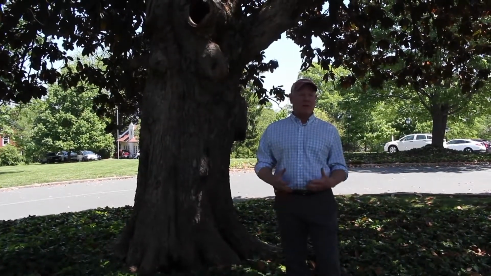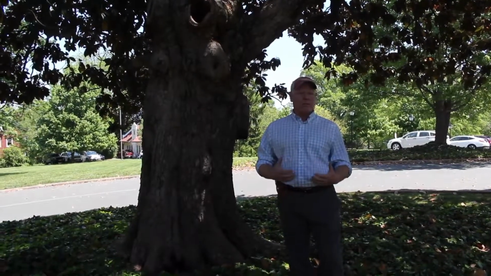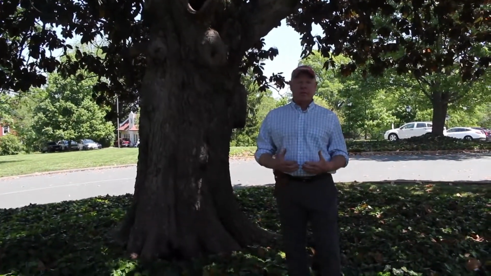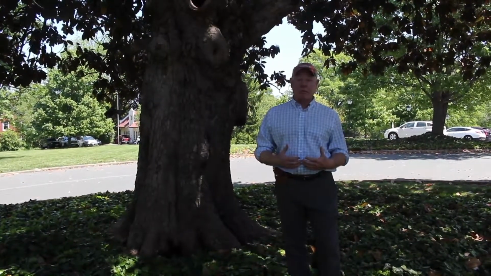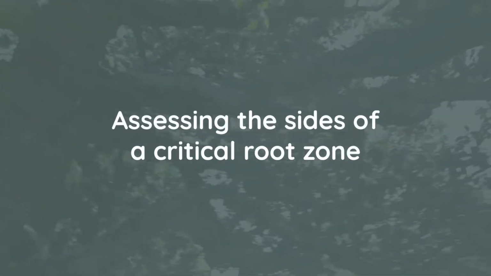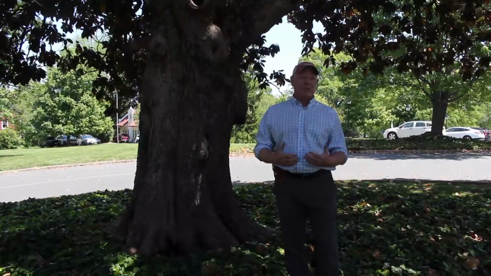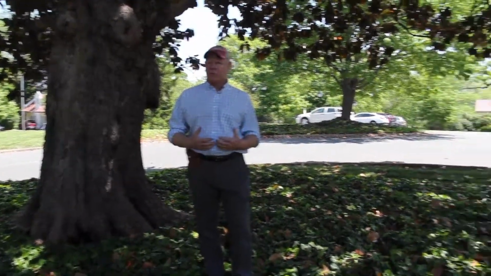On this site, we're going to talk about the anticipated area of rooting or critical root zone for this tree, and in particular, why it's constrained and it's not a perfect circle. So this is the southern magnolia that was probably planted when this church was founded 80 years ago.